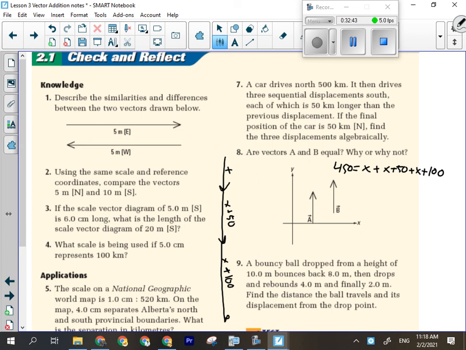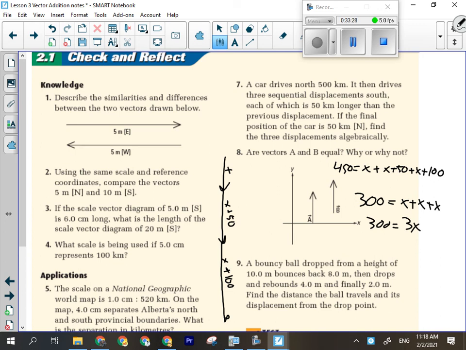Now, I want to isolate x because that'll allow me to figure out how long each of the segments are. Agreed? Okay, so I'm going to then move the numbers over to the other side. I'm going to move the 50 over and the 100 over. Okay, by doing what? Subtracting. All right, so 450 minus 150 is 300. 300 equals x plus x plus x. In other words, 300 equals 3x. How long is x? 100. All right, the first segment was 100. The second segment was 150. The last segment was 200. That adds up to 450.